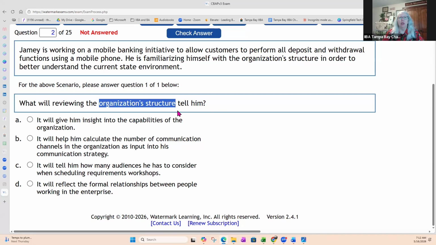So this is what he's looking at. It will give him insight into the capabilities of the organization. It will help him calculate the number of communication channels in the organization as input into his communication strategy. It will tell him how many audiences he has to consider when scheduling requirements workshops. Or it will reflect the formal relationships between people working in the enterprise. Let me give you just a few seconds to look through that, and we'll come back and identify what we're going to eliminate.